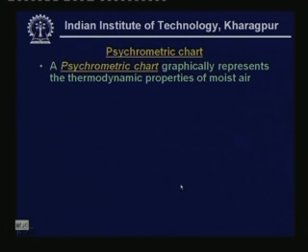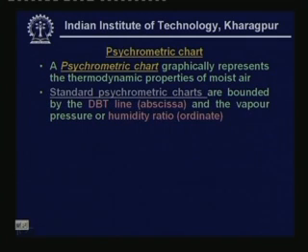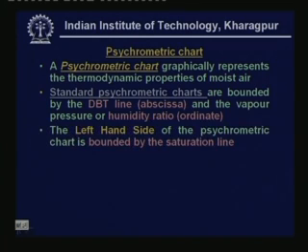Next, let us look at the psychrometric chart. What is a psychrometric chart? So far we have seen the psychrometric equations. A psychrometric chart graphically represents the thermodynamic properties of moist air. It is nothing but a graphical representation of moist air. Standard psychrometric charts are bounded by the dry bulb temperature line on the abscissa and the vapor pressure or humidity ratio as an ordinate. And the left hand side of the psychrometric chart is bounded by the saturation line.